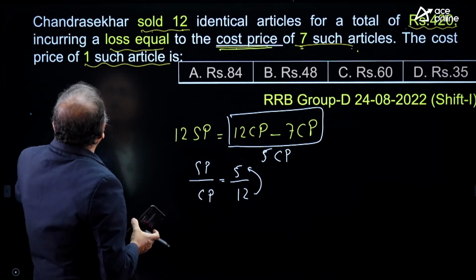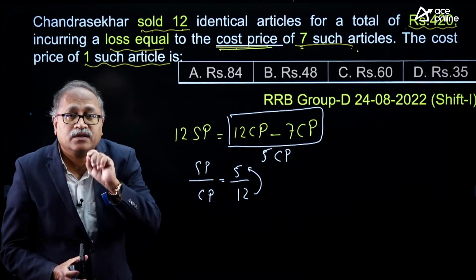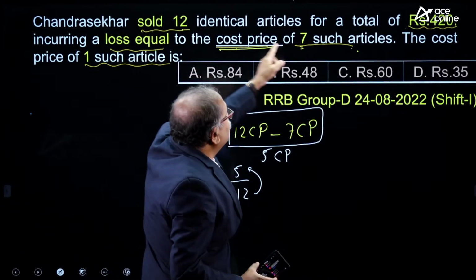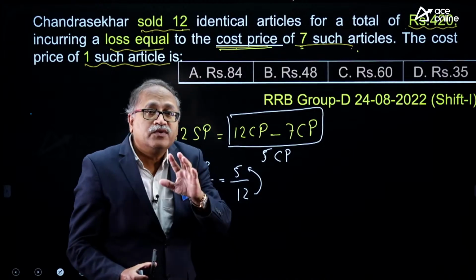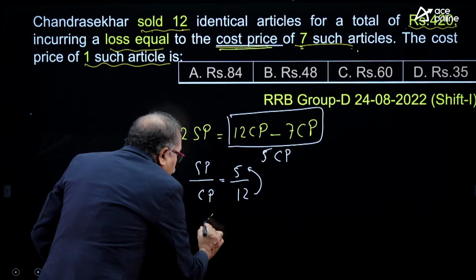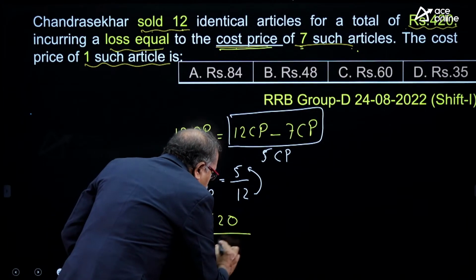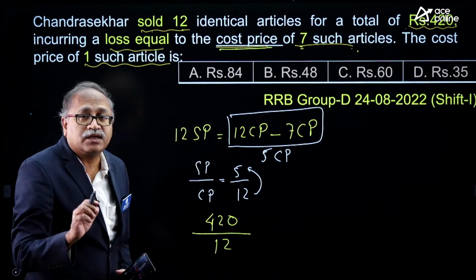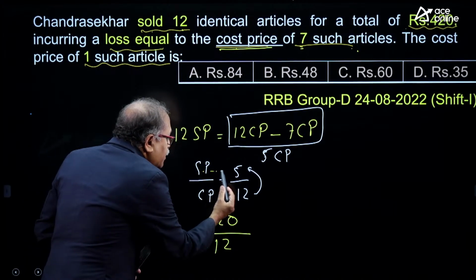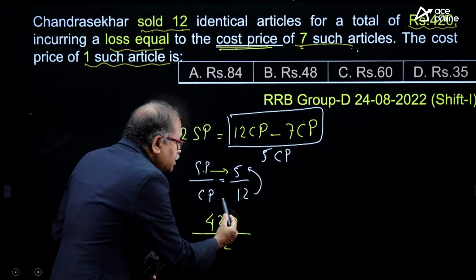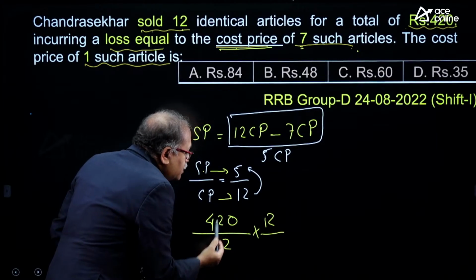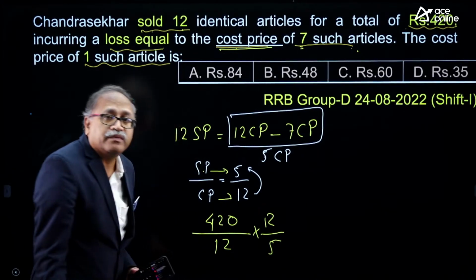But I need to find out the cost price of one article. So, let us find out: 12 articles sold for rupees 420. What is the selling price of one article? Selling price of one article is 420 divided by 12. But I need to find out the cost price of one article. So, if the selling price is 5 parts, the cost price is 12 parts. I need the 12 parts. So, multiply by 12, and the given selling price is 5 parts, so divide by 5.